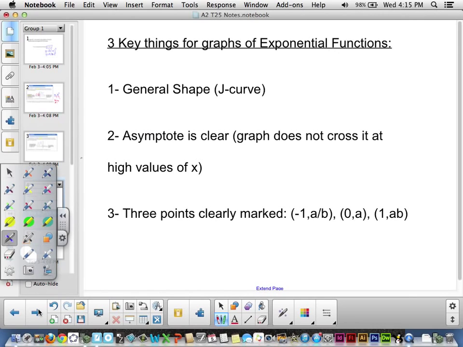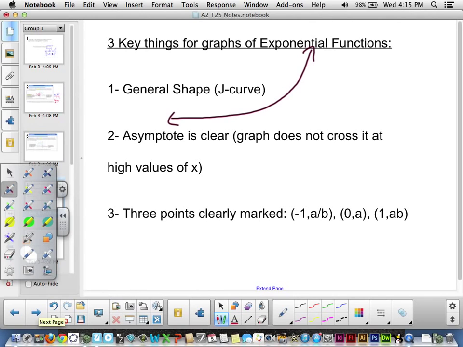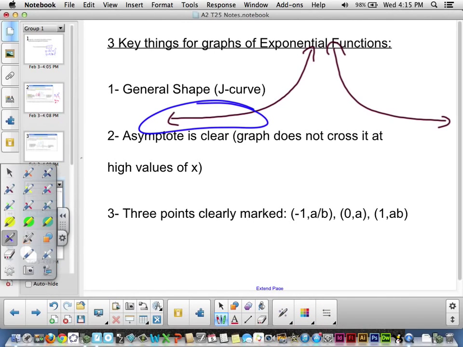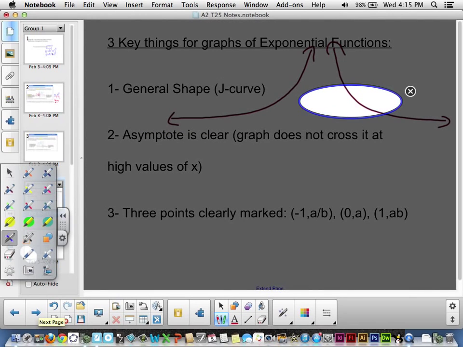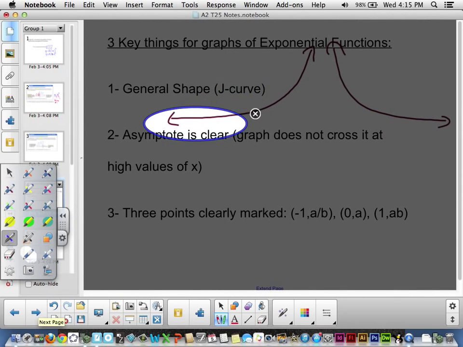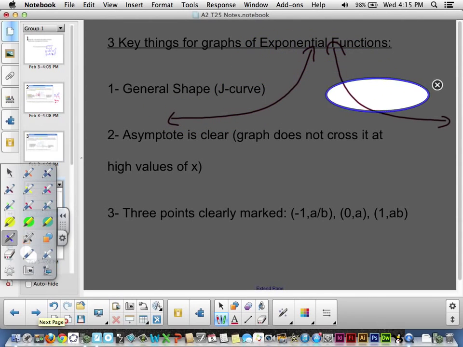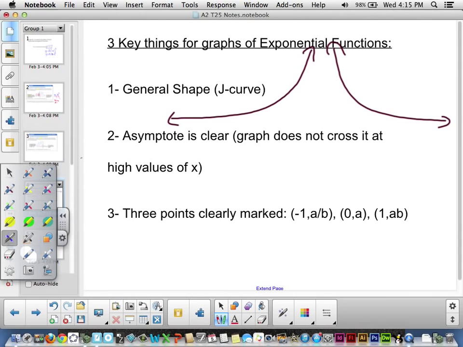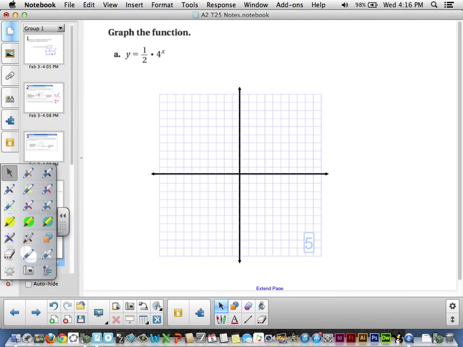Some key things to remember: the general shape is going to be a J-shaped curve. It's either really flat and then climbs up, accelerating, or it's going to decelerate down and level off. You're either going to have your asymptote on the very far left if it's growth, or on the very far right if it's decay. Make sure your asymptote is clear when you graph it, and make sure you have 3 points clearly marked. When x is 0, when x is 1, going forward, multiplying by the growth factor, and when x is -1, going backwards, dividing by the growth factor. All right, so let's take a look.